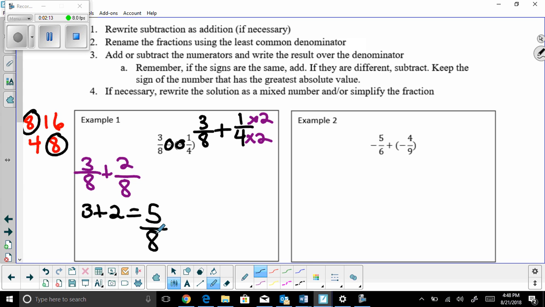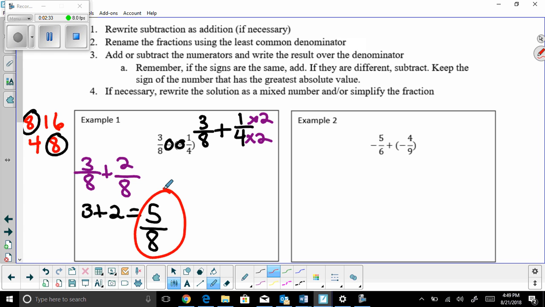This problem does not need to be rewritten as a mixed number because the numerator is smaller than the denominator. And I cannot simplify this fraction, so I'm actually done. 3/8 minus negative 1/4, my final solution is 5/8. Now let's move on to example 2.